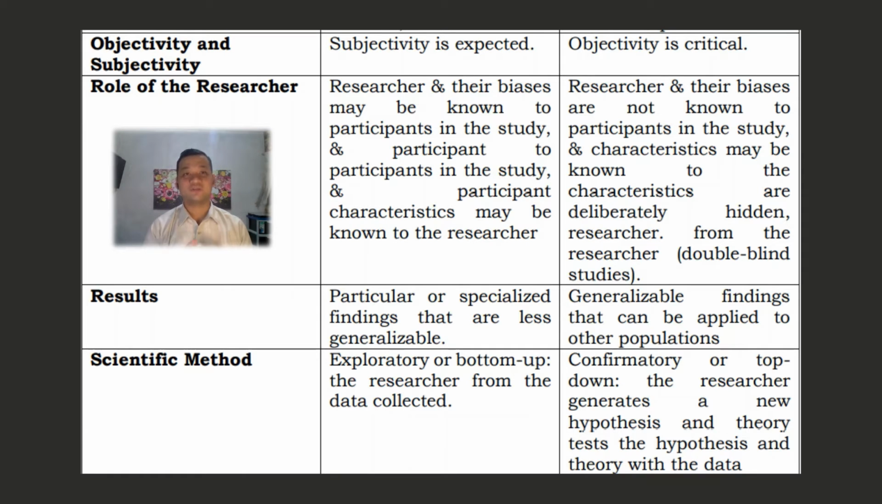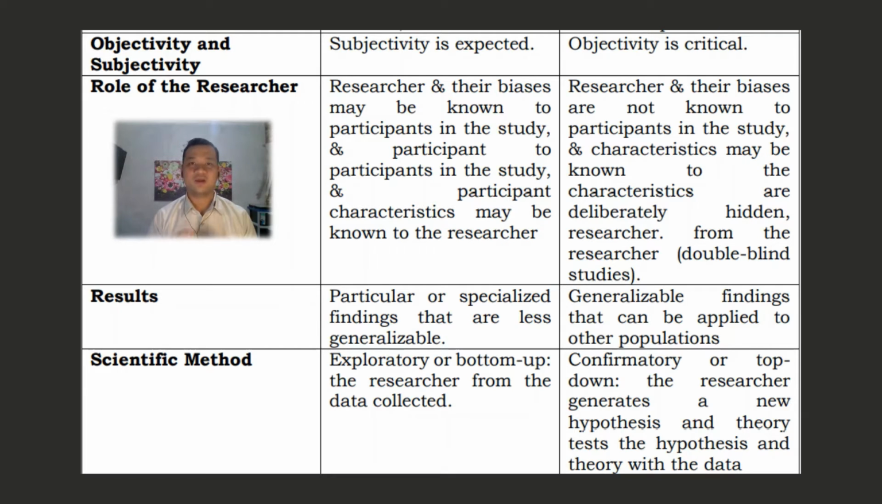Let us now move on to these points of comparison or standards of comparison, such as objectivity and subjectivity, role of the researcher, results, and scientific method. Qualitative research is more subjective and we can experience biases since the interpretation of data is based on the interpretation of the researcher. In terms of the result, the findings are less generalizable since we are only dealing with a few number of respondents. As to scientific method, this is called exploratory or bottom-up since you would like to have a deeper understanding of why the phenomena is happening.